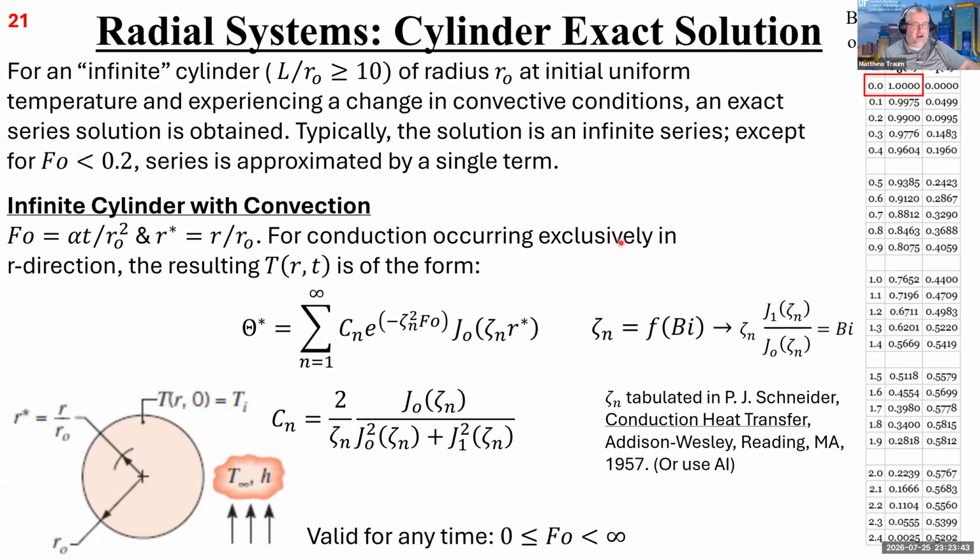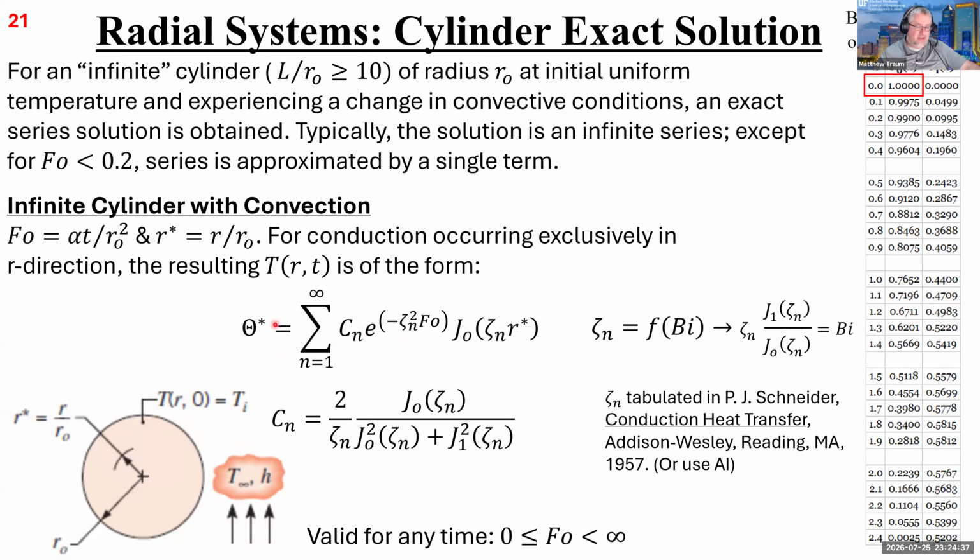Okay, so for conduction occurring exclusively in the r direction, because we have an infinite cylinder, the resulting temperature field, so this is now temperature as a function of r and t, so what we're looking for is the temperature at any spot at any time, provided the Fourier number is greater than 0.2, is of the following form, right? And again, the math was done by mathematicians. You could use separation of variables to solve the heat equation, the diffusion equation in cylindrical coordinates, and this monster would pop out. And I'm not going to show you how to do that. It's separation of variables. Mathematicians did it. Thank God, we don't have to.